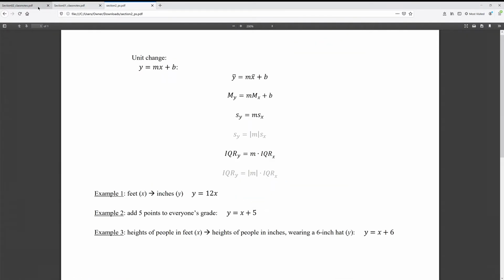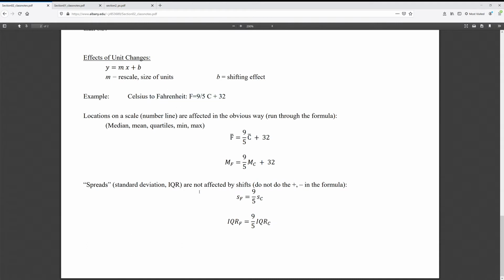So the bottom line here is that things that measure spread are not affected by shifts. Shifts do not affect spreads. Spreads are not affected by shifts. Let's think about this for a second.